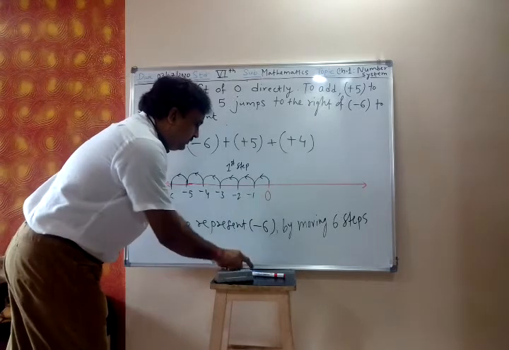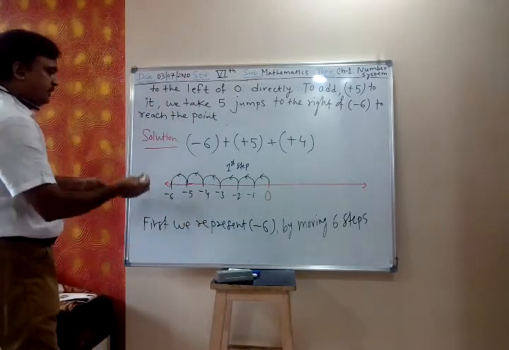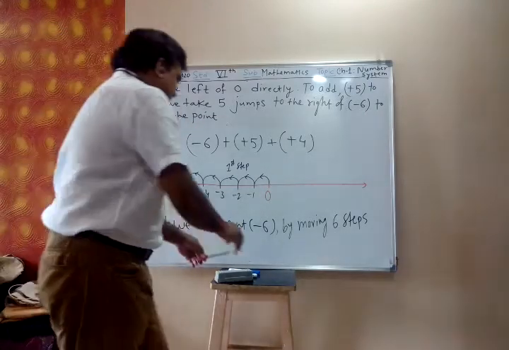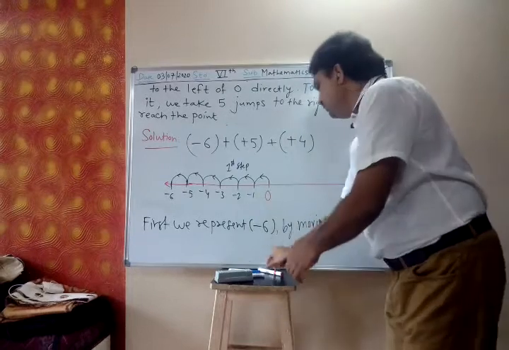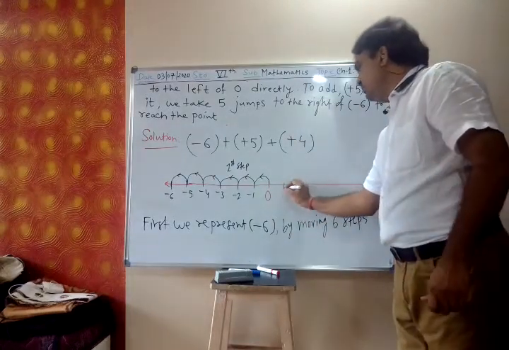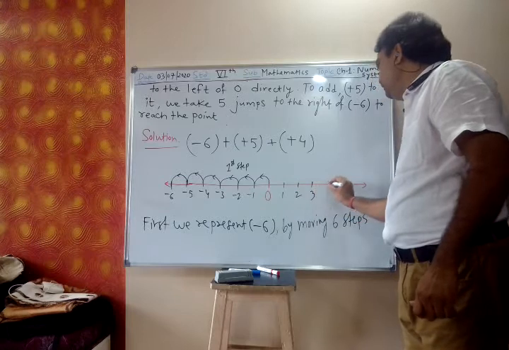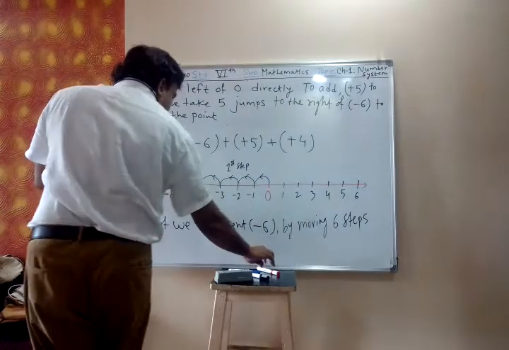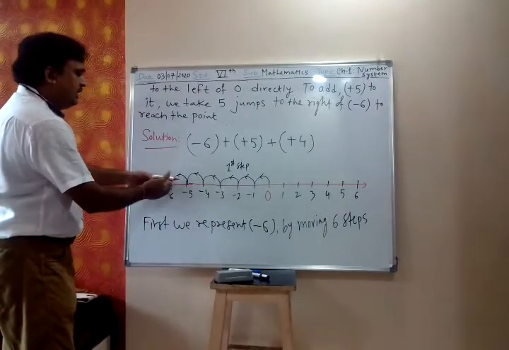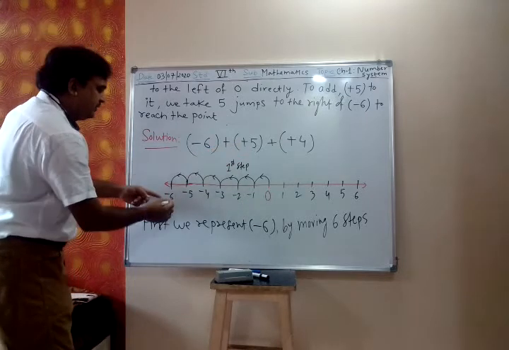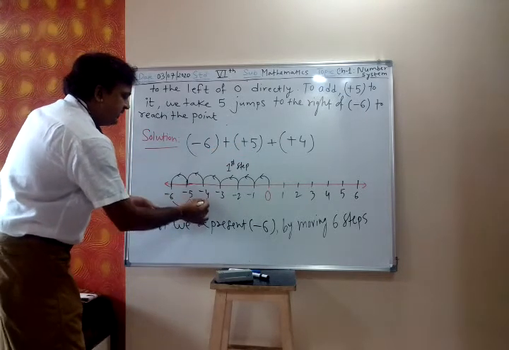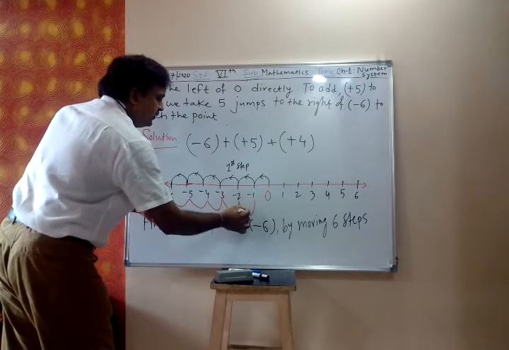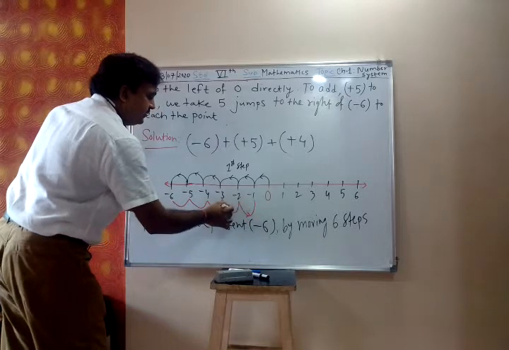Now let us make 5 jumps. From minus 6 I will have to make 5 jumps to the right. This side also you can write the numbers: 1, 2, 3, 4, 5, 6. Now from minus 6 I will take 5 jumps to the right. This is the first jump, second jump, third jump, fourth jump, fifth jump. So where do we reach? We reach the point minus 1.